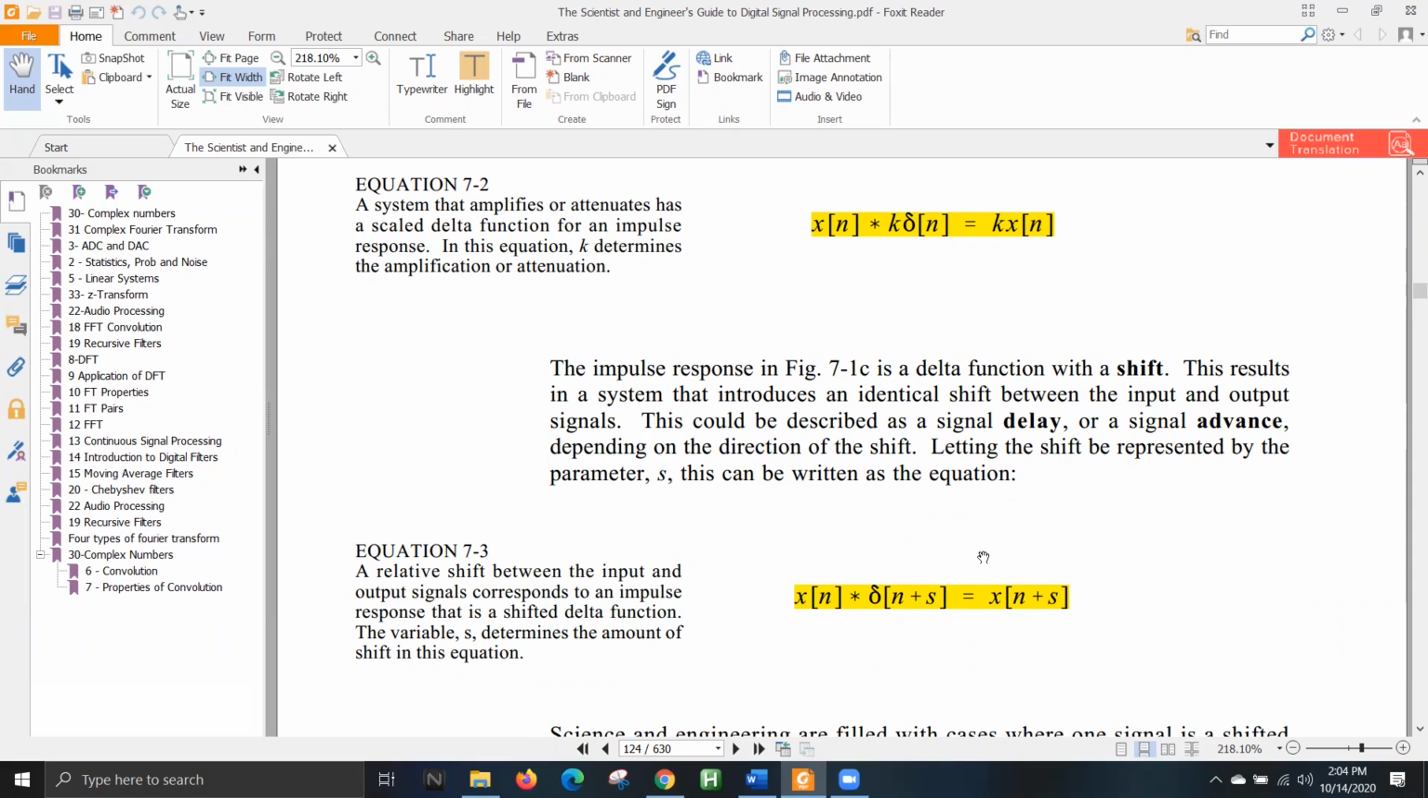And I have already mentioned this before, maybe in the previous class, I don't remember. If S is positive, then n plus S is an advancing operation. If S is negative, then n minus S is a delaying operation.